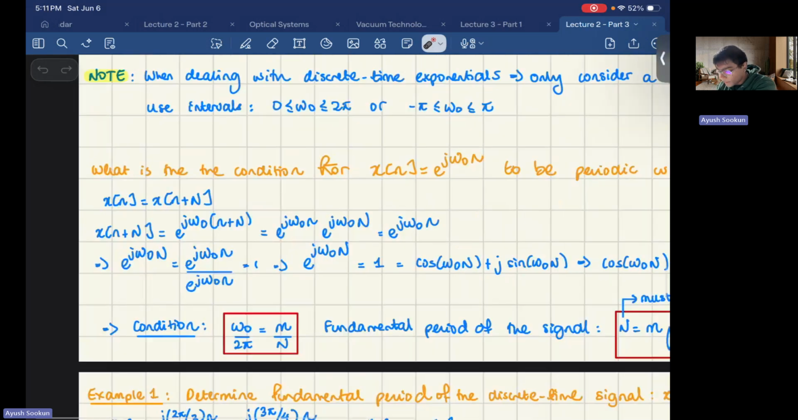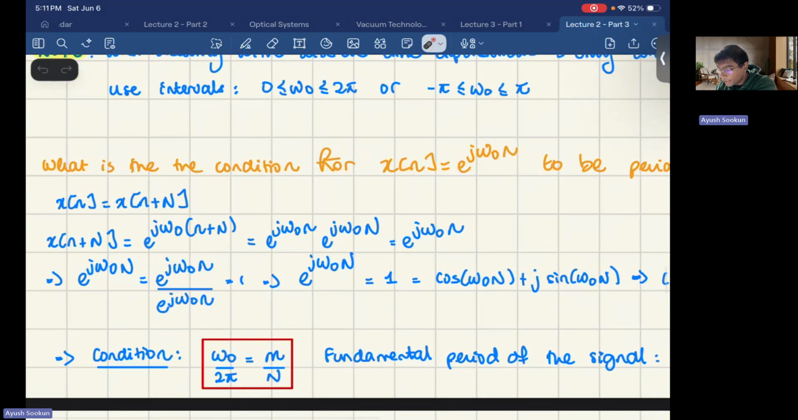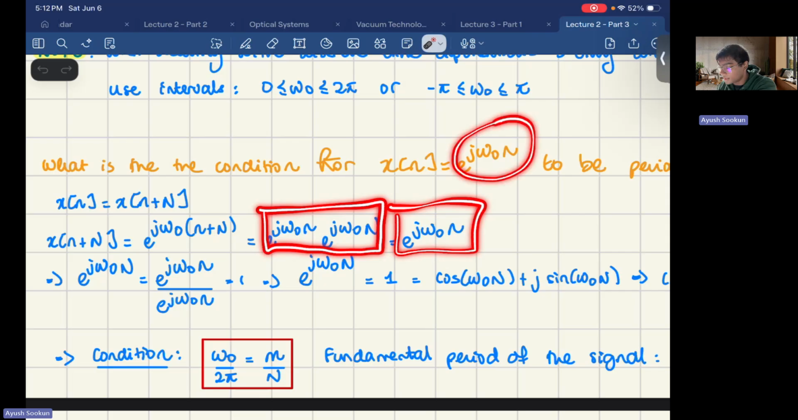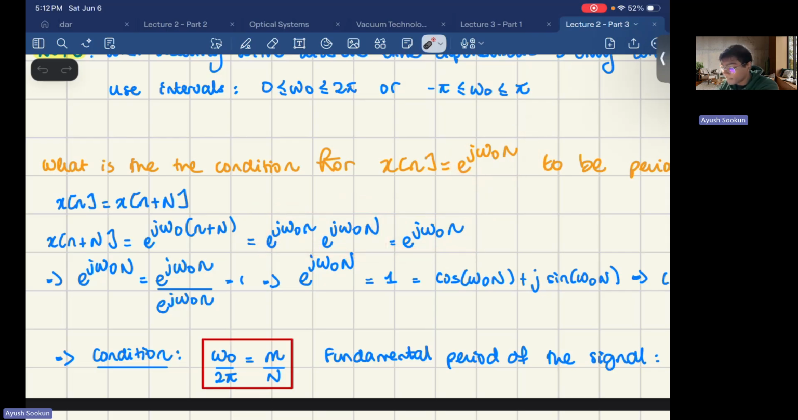As soon as you do that, you can split the exponential into two parts because of power laws. So you have e to the j omega 0 small n times e to the j omega 0 big N. And this definition tells you that this shift by the period of your signal is equal to the original signal itself. So this is my shifted signal, and I'm going to equate it to the original signal e to the j omega 0 n. As you can notice, these cancel out, which means that e to the j omega 0 big N has to be equal to 1.